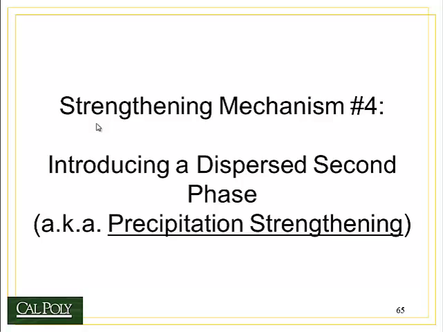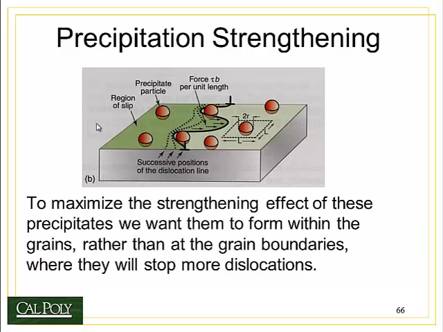So that brings us to our final strengthening mechanism, a dispersed secondary phase, or what's also known as precipitation strengthening. And this is very common in industry. The idea is this. If I have secondary phase or particles present, precipitates present in the material, as a dislocation moves along, that dislocation line gets blocked by the precipitate.